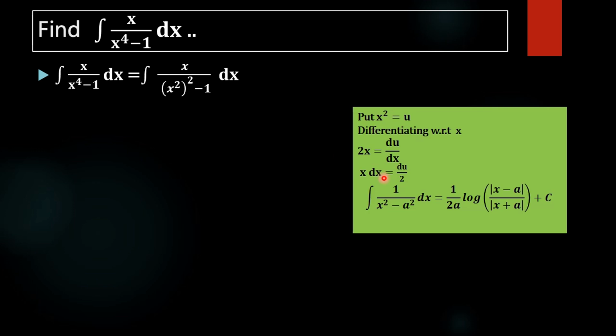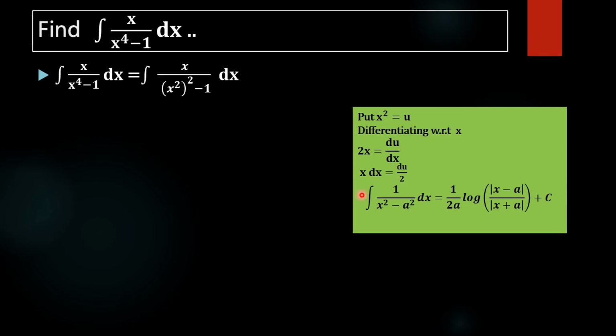For that, at first we are taking x squared equal to u. Now, differentiating with respect to x, we will get 2x equal to du by dx. That is, differentiating x squared with respect to x gives 2x, and u gives du by dx. Now, x dx will be du by 2.